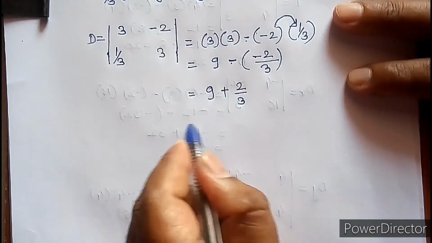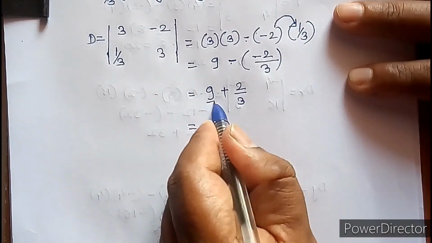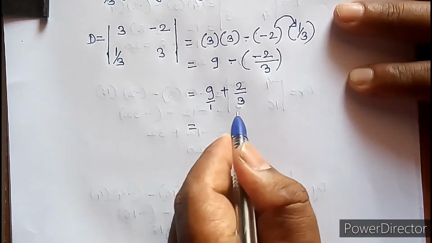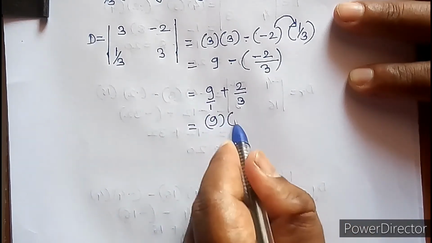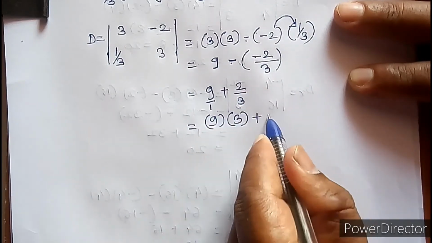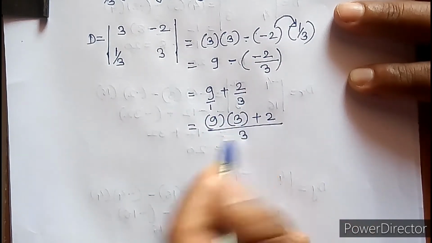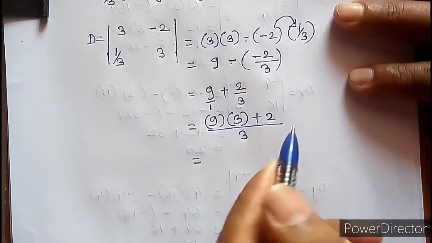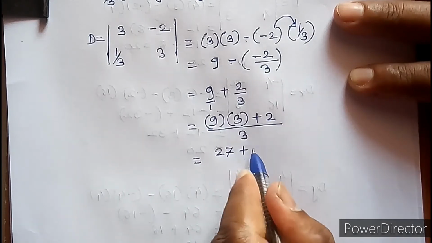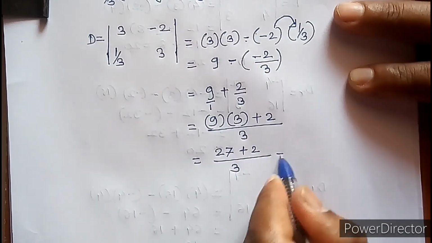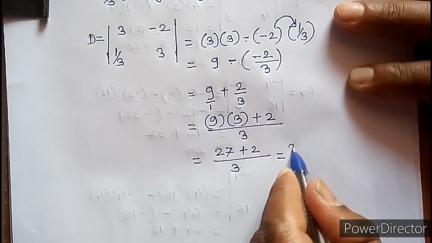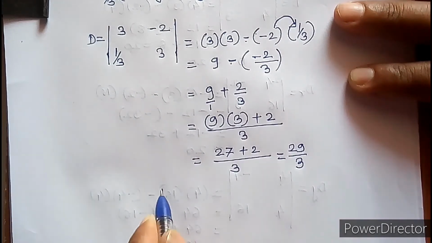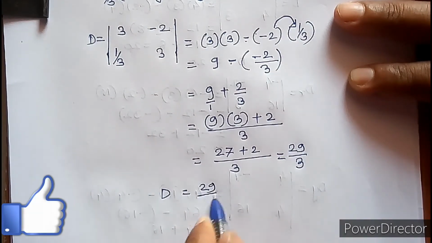Now it is calculation. Here the denominator of 9 is 1, therefore on cross multiplying, or by making the denominator common, that is 9 into 3 plus 2 into 1, that is 2, divided by 3. Now here the denominator is common for both. Now here 9 into 3 will be 27 plus 2, divided by 3. Now it is 27 plus 2 equals 29 divided by 3. This is the value of d. Therefore write down here d equals 29 divided by 3.